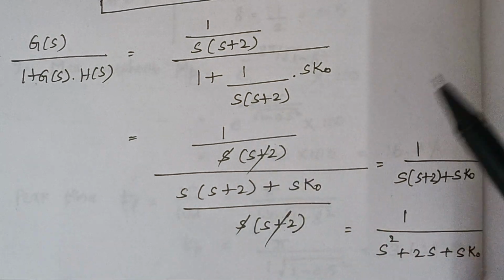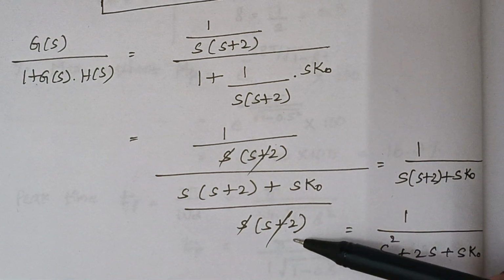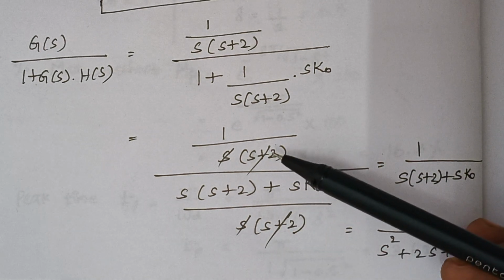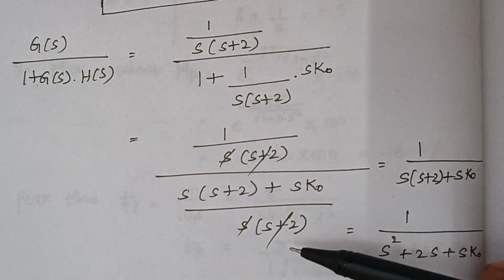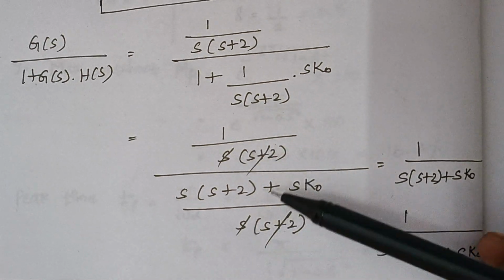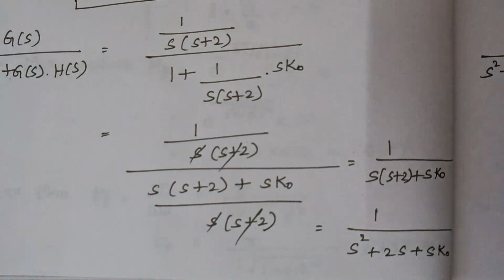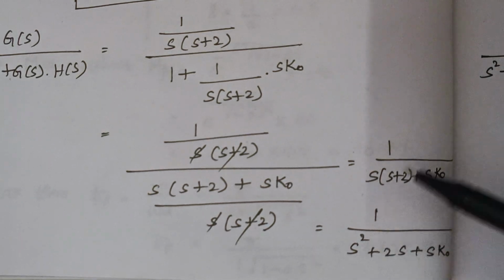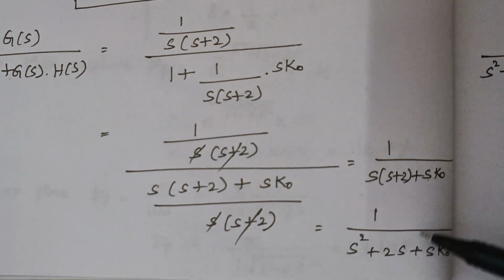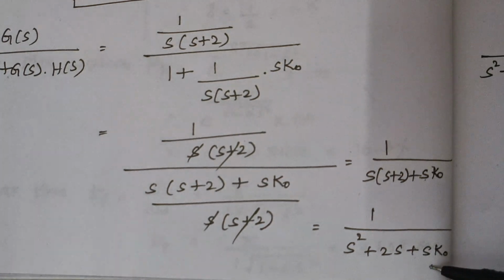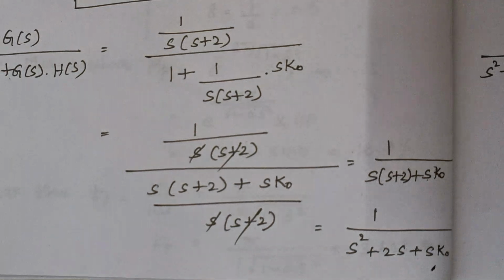Now when you look at the numerator and denominator, the denominator term of the numerator and the denominator term of the denominator remain the same, so they cancel each other. Finally we get the expression 1 by s into (s plus 2) plus s into k naught. When you multiply this term, s into s is s square, s into 2 becomes 2s, and this s k naught as such. So this is the reduced form of this inner loop.